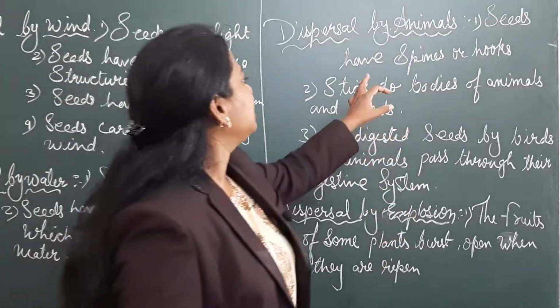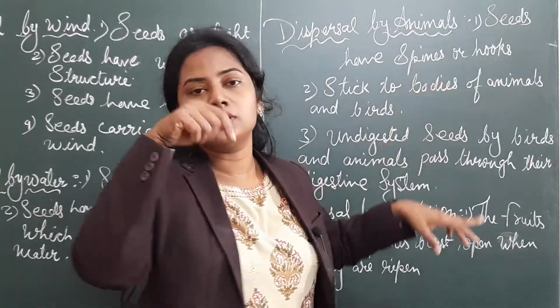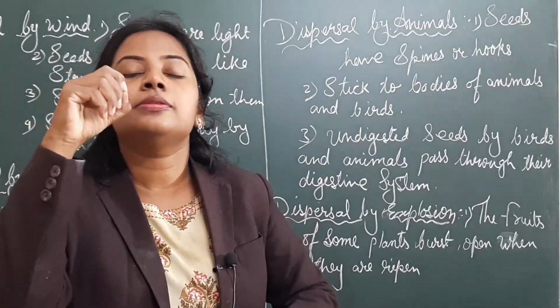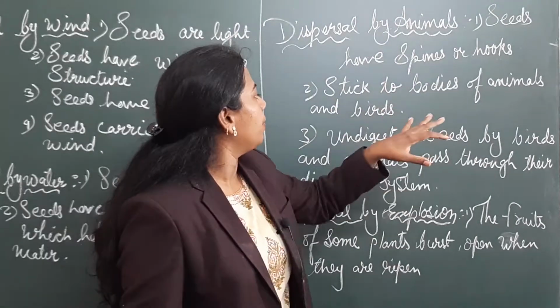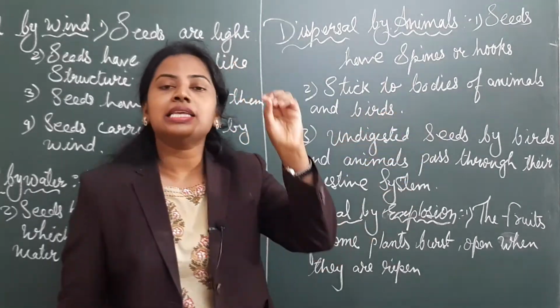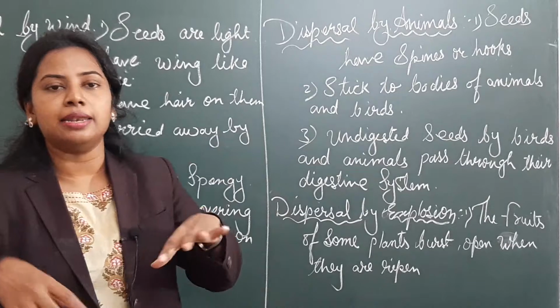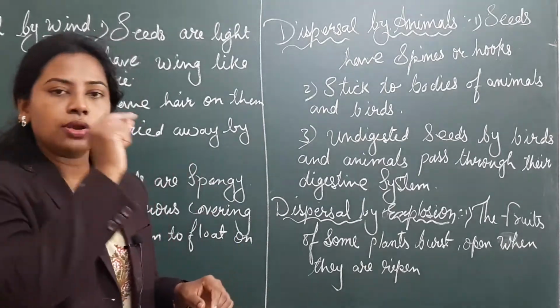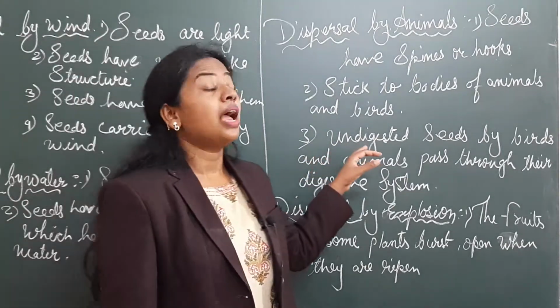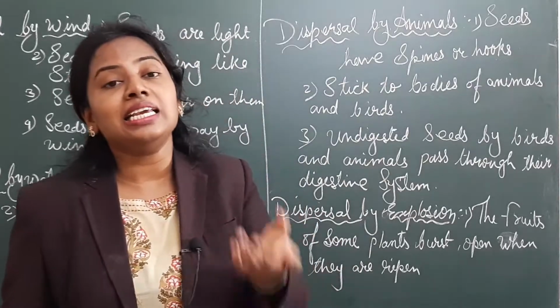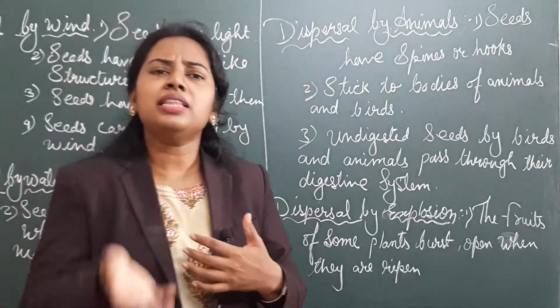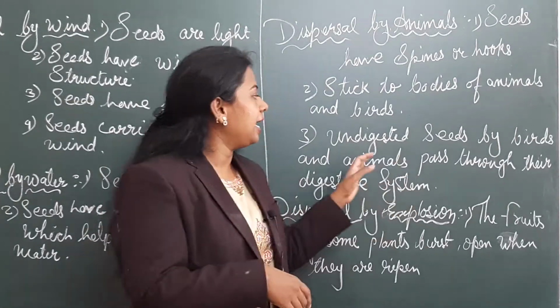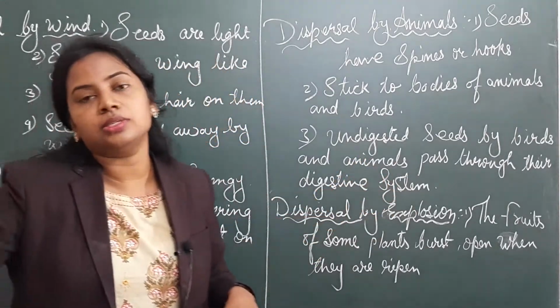Same type, seeds have spines and hooks. Some of the seeds have spines and hooks. Some thorny seeds stick to your body, and to the bodies of animals and birds. As the birds and animals pass through, they stick on their feathers or body. And some seeds are eaten by the animals or the birds. Some of them they swallow, and it passes through their digestive system.